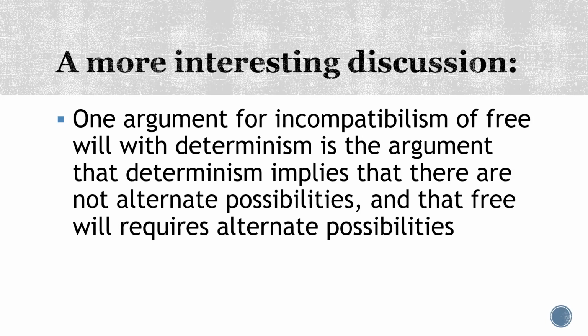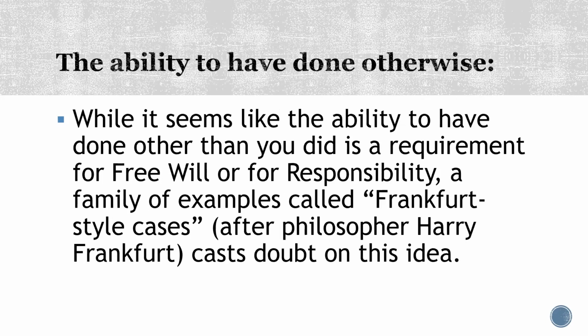It's the definition that people like Sartre and probably James and d'Holbach had in common, right? They thought that's what free will meant, the ability to choose otherwise than you in fact do, which determinists don't think you can do. And while it might seem like the ability to have done other than you did is a requirement for free will or responsibility, there's a whole family of examples called Frankfurt-style cases, after the philosopher Harry Frankfurt, that cast doubt on that idea.